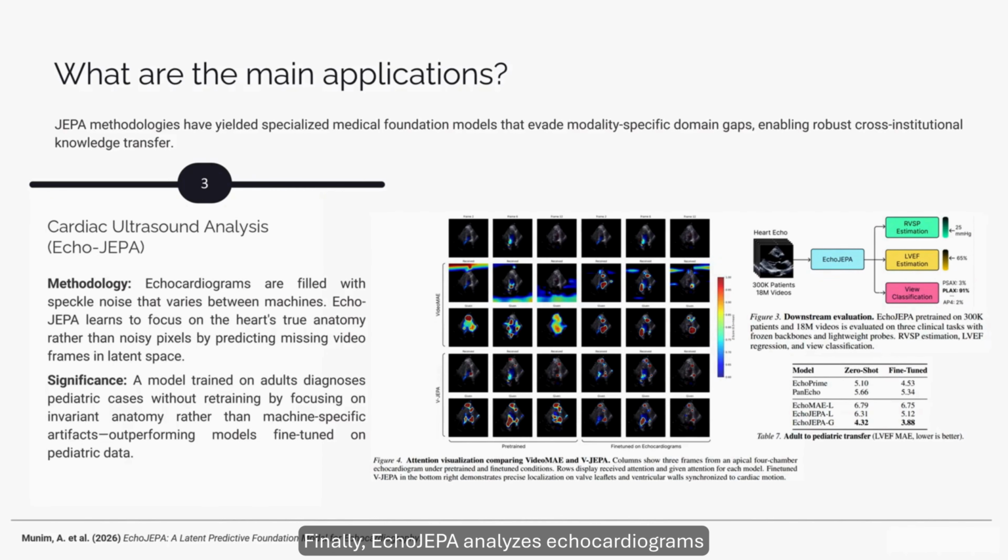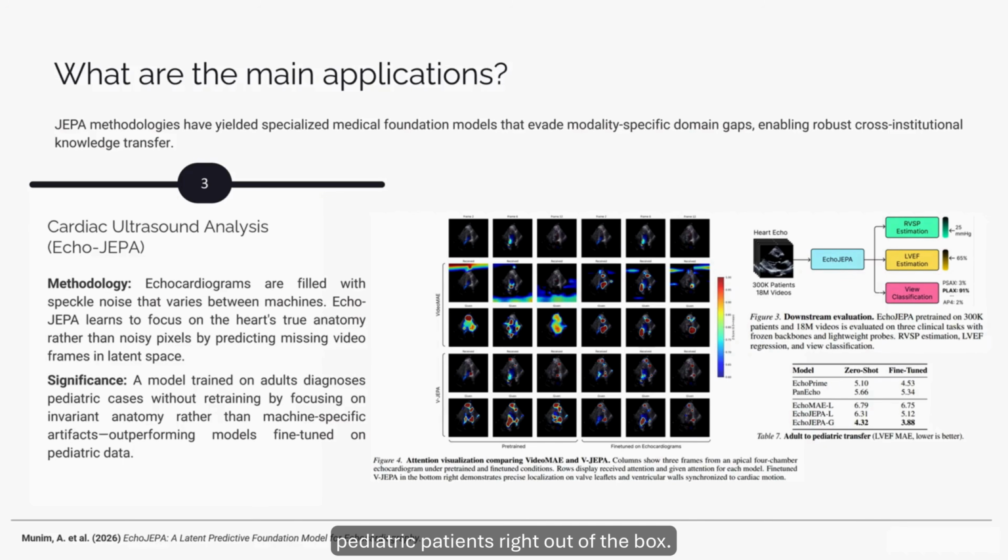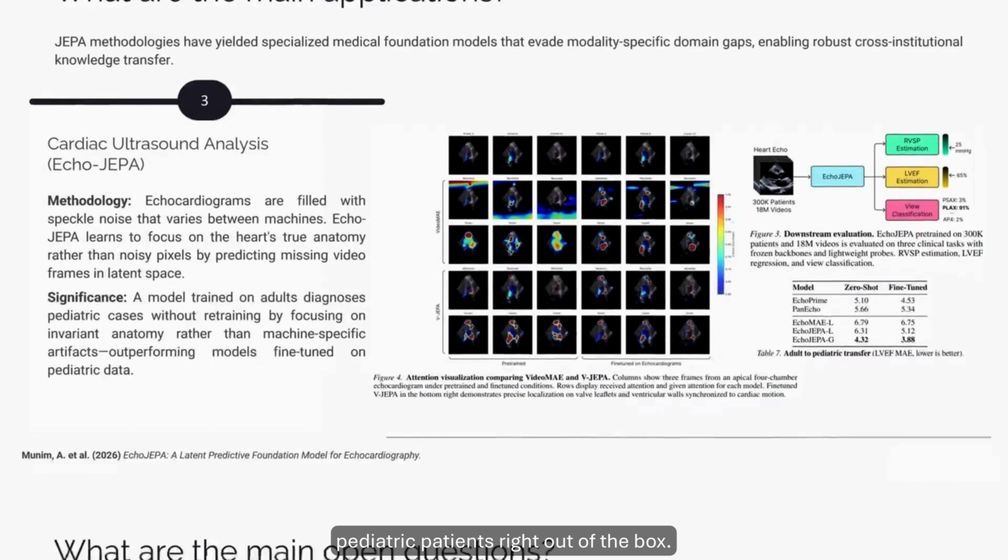Finally, Echo-JEPA analyzes echocardiograms by predicting missing video frames in a clean latent space, learning the heart's true motion rather than distracting speckle. This focus on invariant anatomy allows it to seamlessly address cross-age domains, letting an AI trained entirely on adults accurately diagnose pediatric patients right out of the box.